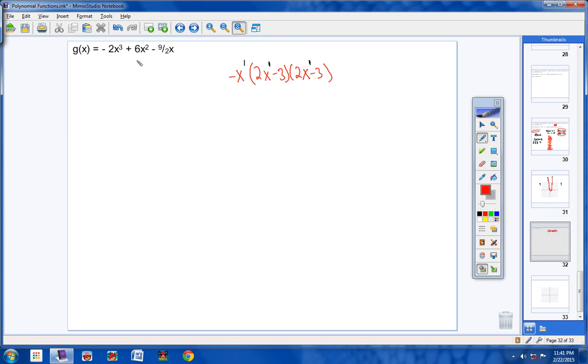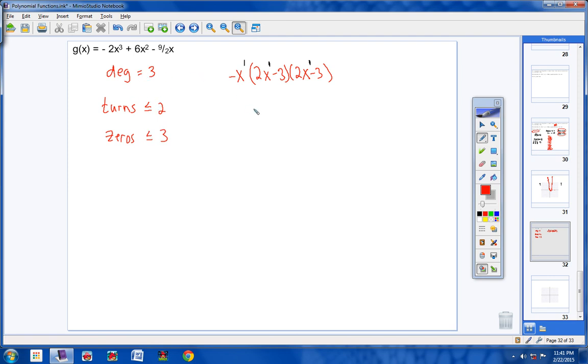Excuse me, if we were to factor this, we'd get this right here, okay? But first of all, let's go back over here. What's my degree? 3. Okay, so I know the turns will be less than or equal to 2, always 1 less than the degree. The zeros will be less than or equal to 3 because the degree is 3.